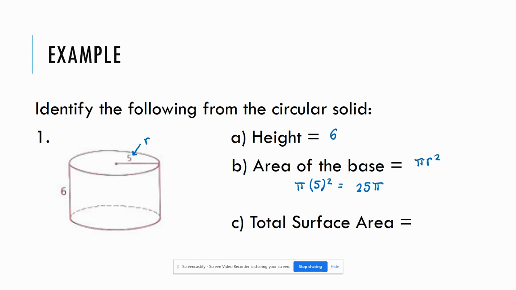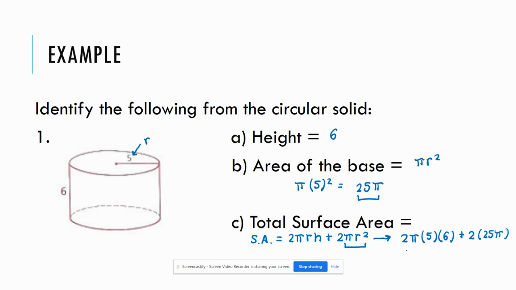So remember, our formula to find our total surface area: I want 2 times pi times my radius times the height, plus 2 times pi times the radius squared. Notice that in this problem, 2 times pi, we know that r is 5 and the height is 6, plus 2 times, well, notice that pi r squared is what I just had us find in that part B. So 25 pi is what I can substitute in for that.